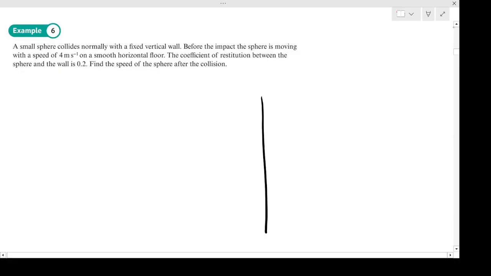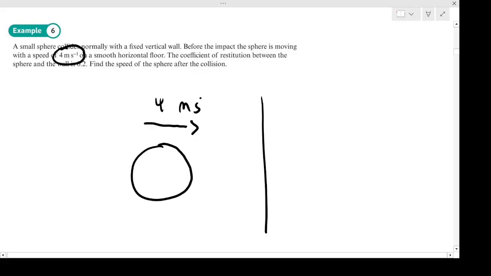And so then we're told we have this sphere here, and it's going to collide into the wall. So it's going to go into the wall like this. Now before the impact, it has speed 4. So 4 before, then afterwards it's going to rebound backwards, and that's going to be a speed of V afterwards. Hopefully happy with this.